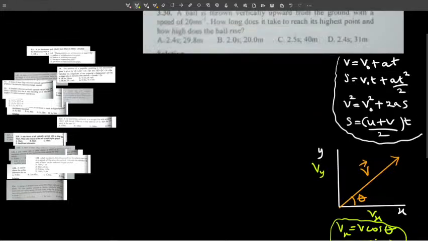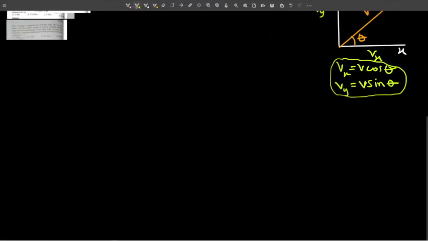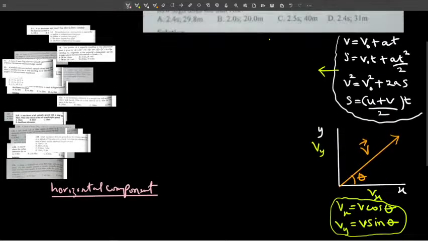Now I can rewrite these formulas in terms of resolving the vector into horizontal component and vertical component. Let's start with horizontal components. Let's write it down here. Horizontal components. So I'm going to rewrite these formulas here.